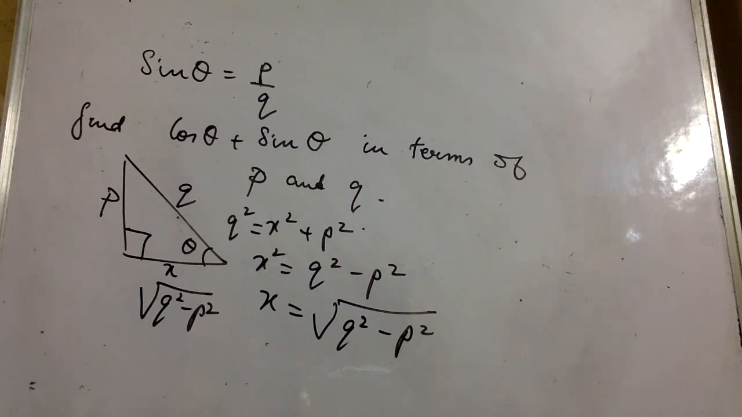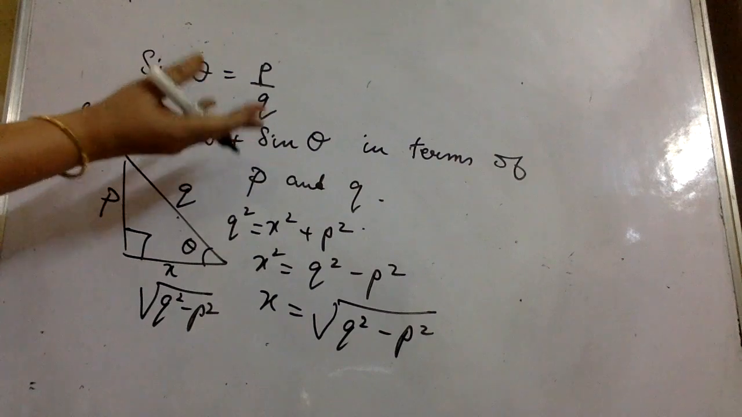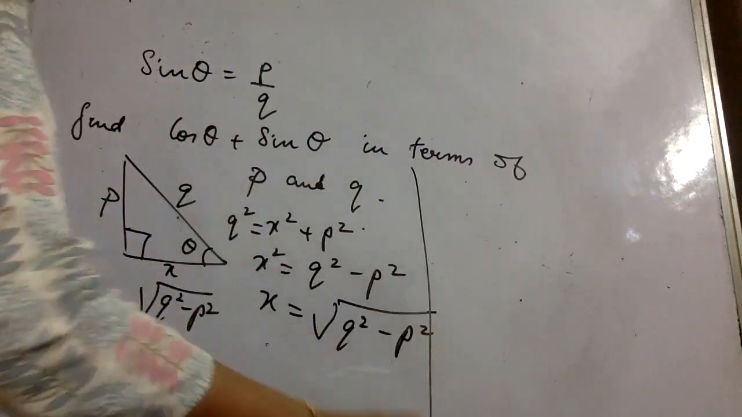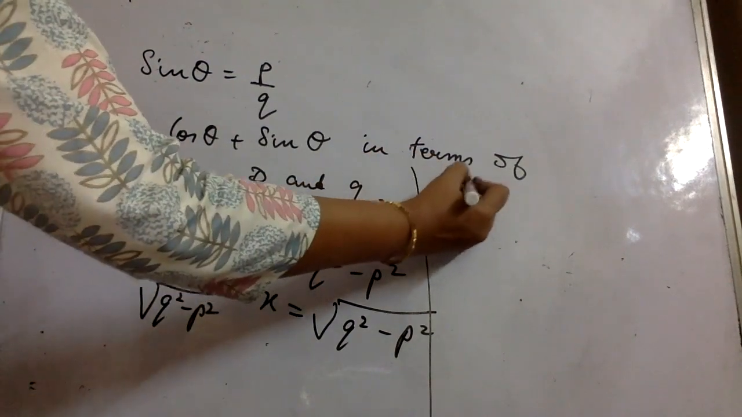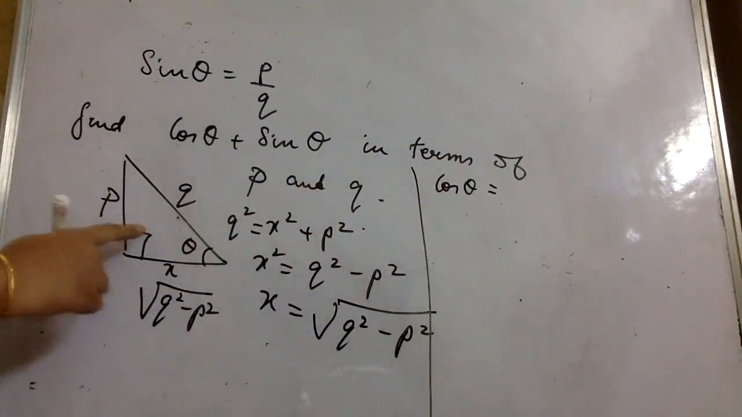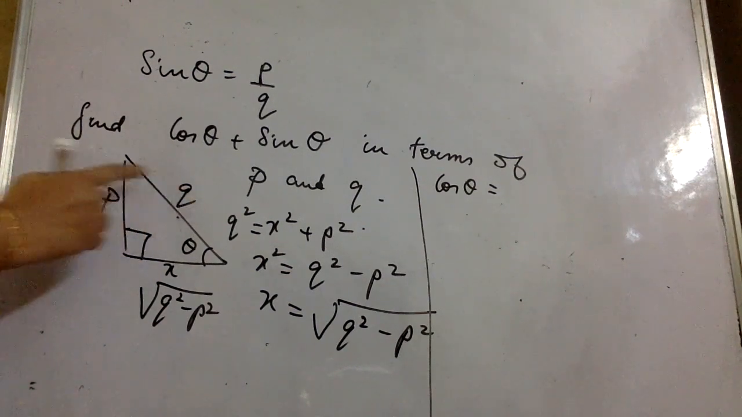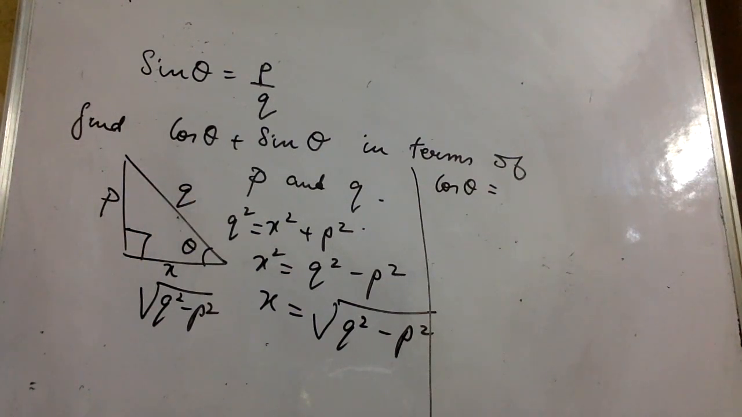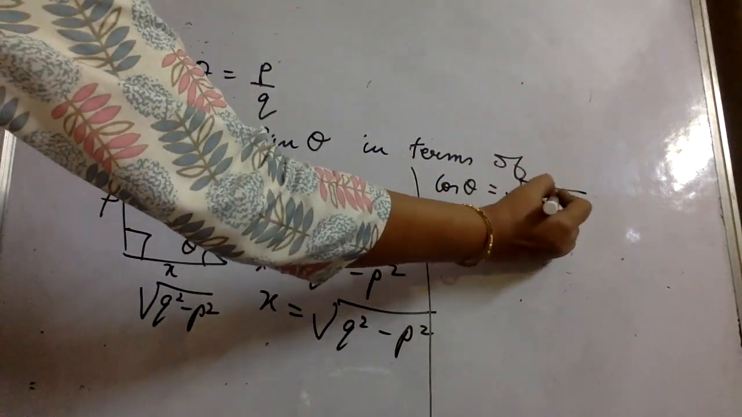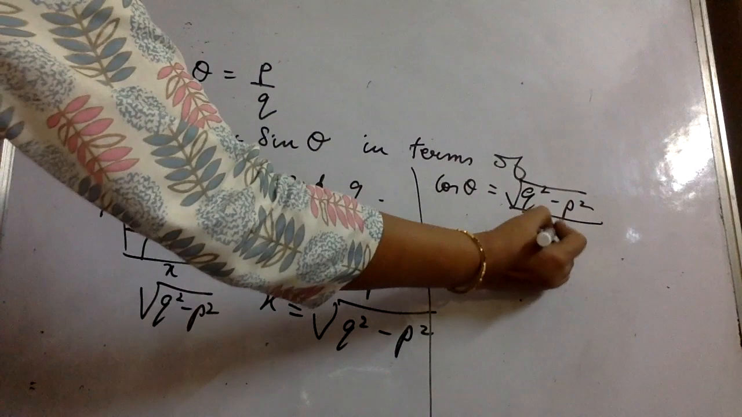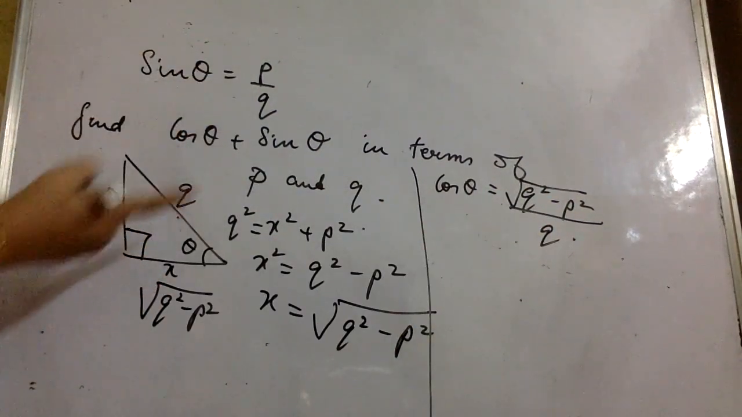Now we are going to find cos theta and sin theta and add them. So how do we add them? First, sin theta is already given. How much is cos theta? Cos theta is this one by this one, right? So it is root over q square minus p square by q. Base by hypotenuse, that is cos theta.